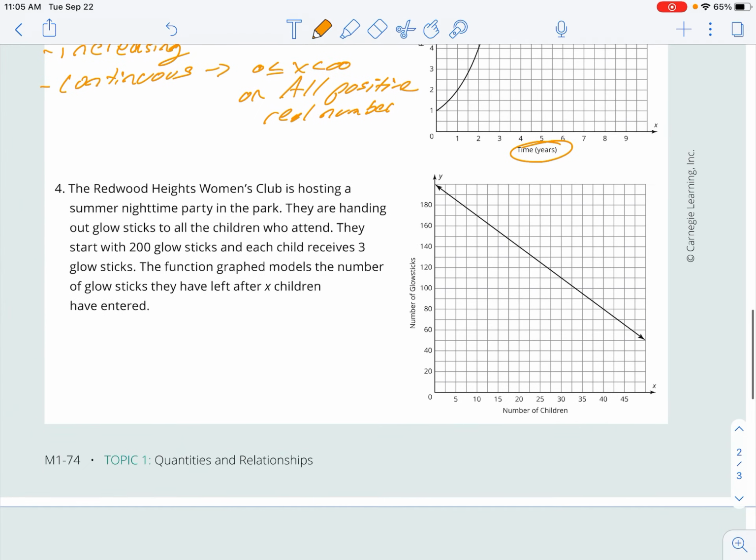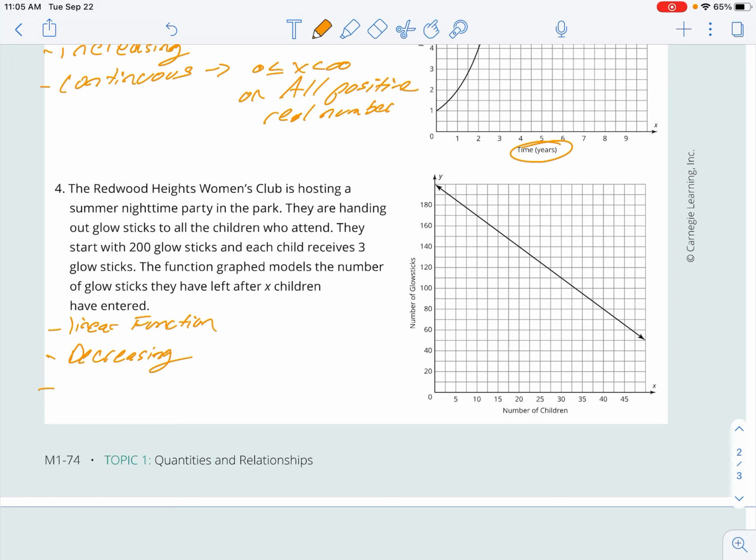Number 4. First thing I notice is it is a line. It's a straight line. That's a linear function. Without even reading it, look at the graph. It's a linear function, and it is decreasing throughout. Now, if it's continuous or discrete, we need to read the scenario.